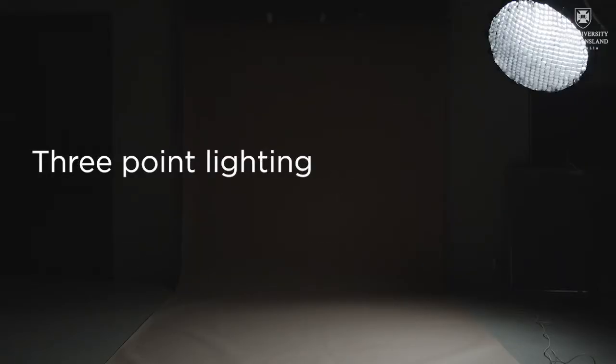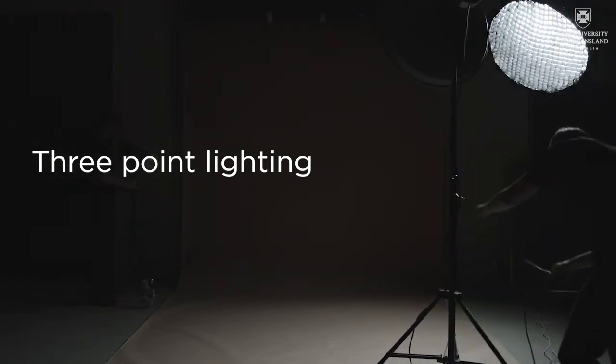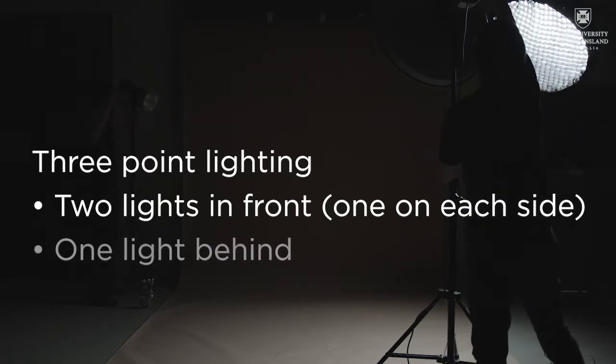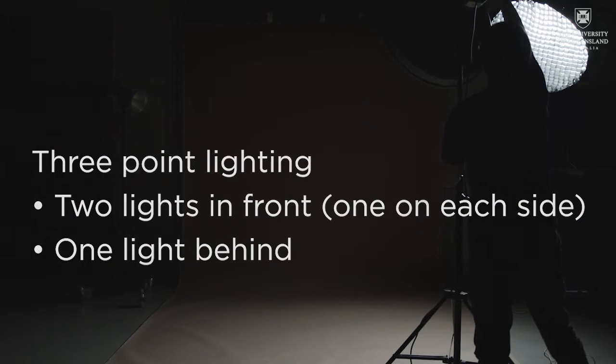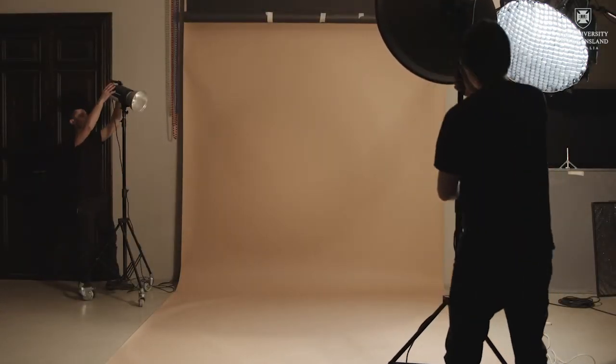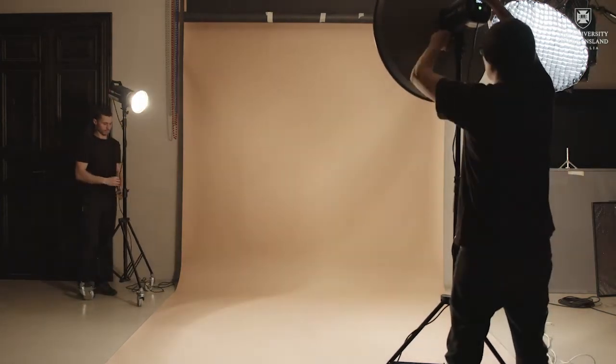A typical lighting setup when filming a person is three-point lighting. This is when three light sources are used. Two light sources in front of the subject light them up from either side, and one light source from behind makes them appear distinct from the background. Lighting from multiple angles limits shadows and gives the camera plenty of data to work with. Don't rely on your phone flash for lighting.